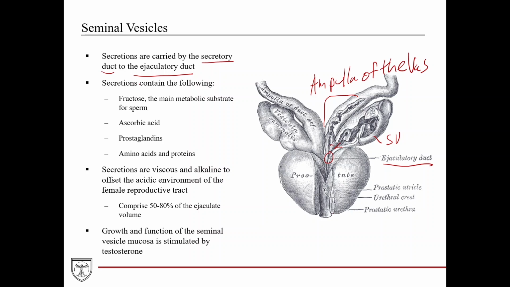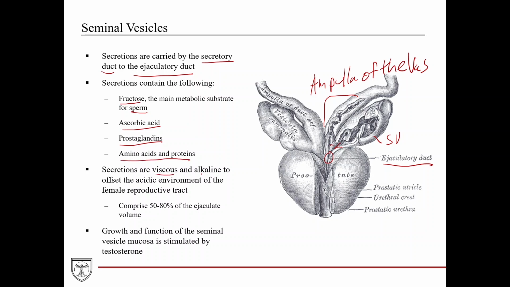So the secretions from the seminal vesicle contain the following elements. They have fructose, which is actually the main metabolic substrate for sperm. A sperm actually needs a lot of energy. It has, as we talked about, a layer of mitochondria, and a lot of that is to help power the flagellum, which will help propel the sperm forward. And so you need fructose to help provide the energy. It also has ascorbic acid, prostaglandins, amino acids, and proteins.